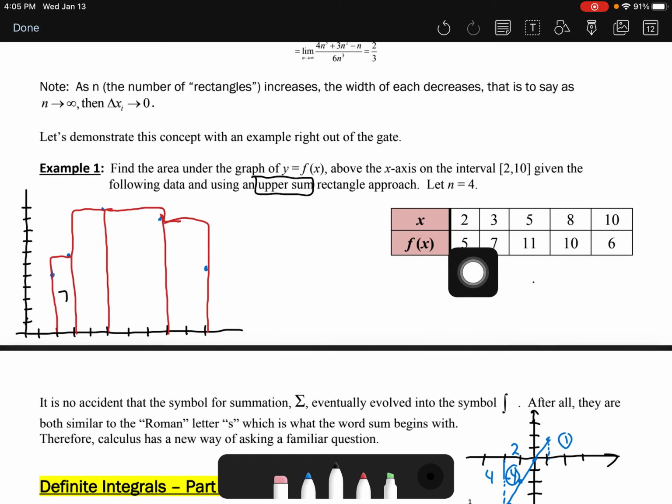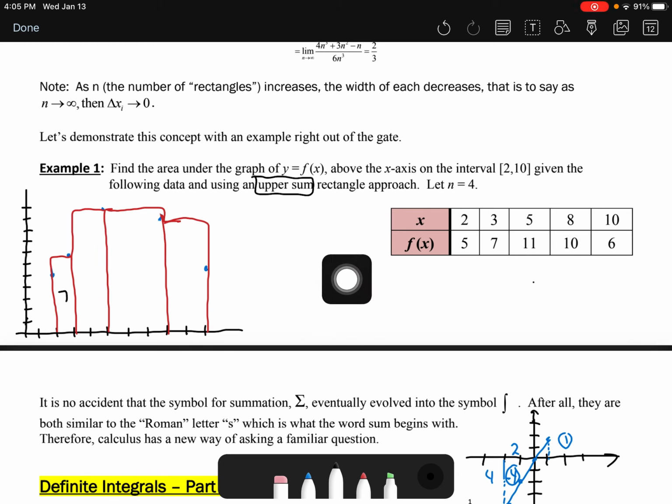Now if you were actually answering this question on an AP exam, you probably don't want to take the time to sketch this out. I'm just doing this for demonstration to show you what it is that we're really finding here. And so I just plotted these points. So I got 2, 5 here. This is 3, 7. This point here is 5, 11. And then we've got 8, 10, and 10, 6.